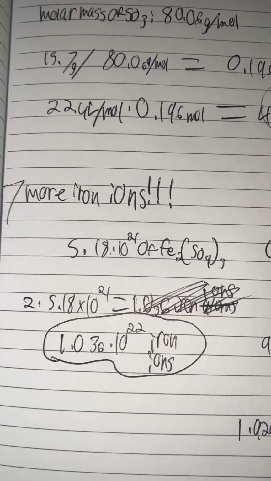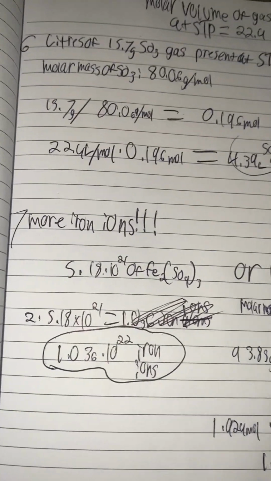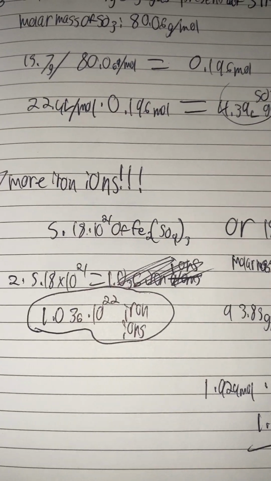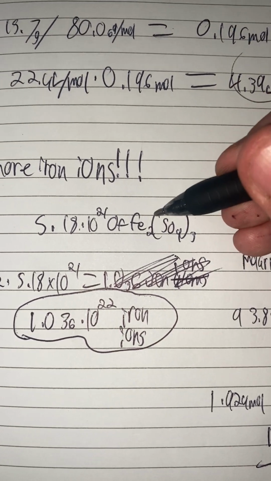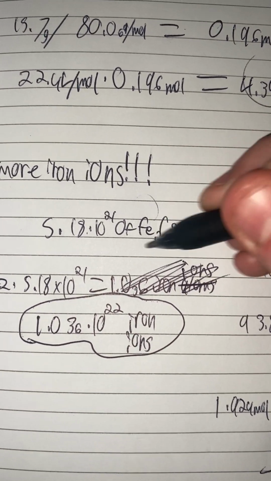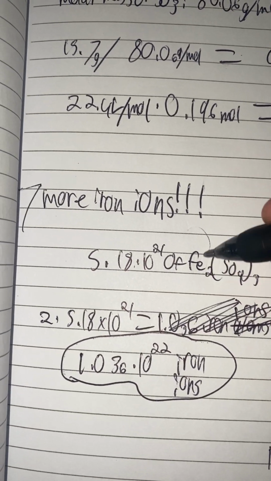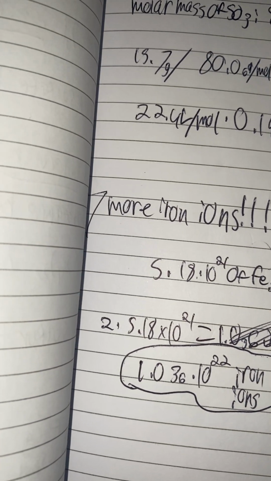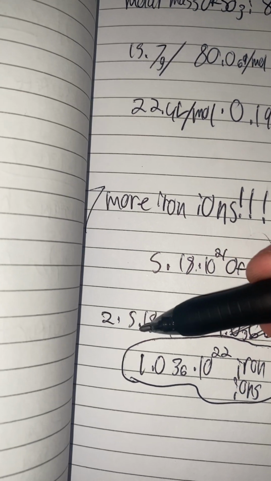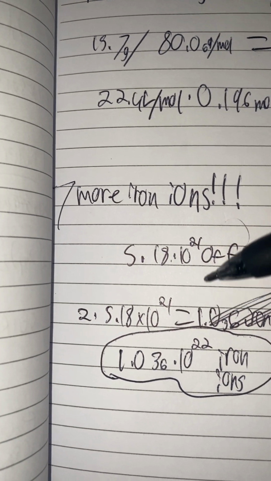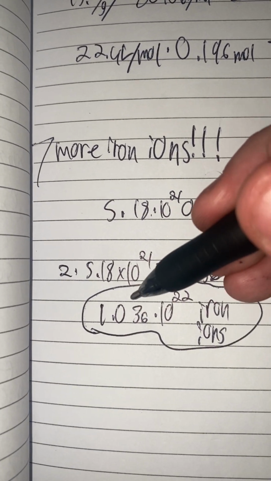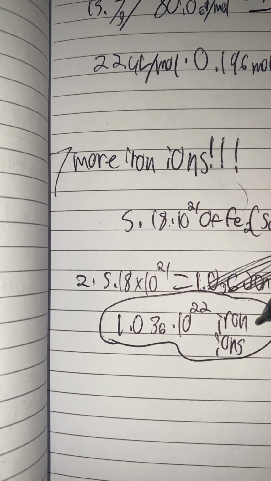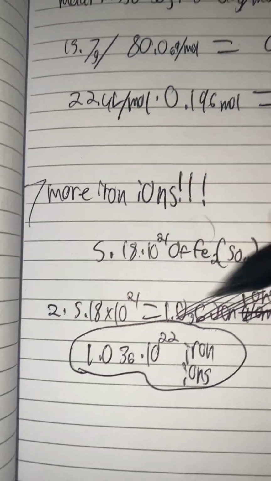First I'm going to start off with the iron 3. This one was pretty easy because there are 2 total iron ions in this formula, and we would just multiply 2 times 5.18 times 10 to the 21st, and from that number we would receive 1.036 times 10 to the 22nd iron ions present in this one formula.